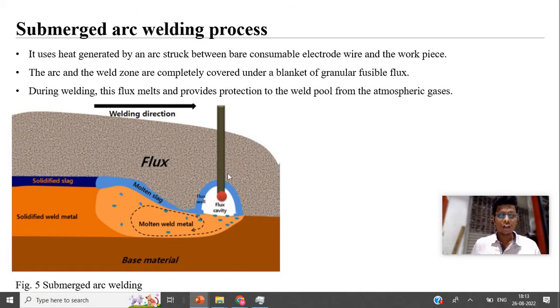Here the current ranges from 400 to even 1000 amps, whereas in the GTAW and MIG processes, the current generally ranges from 100 to 400 amps. So submerged arc welding is used mainly for thicker plate welding.